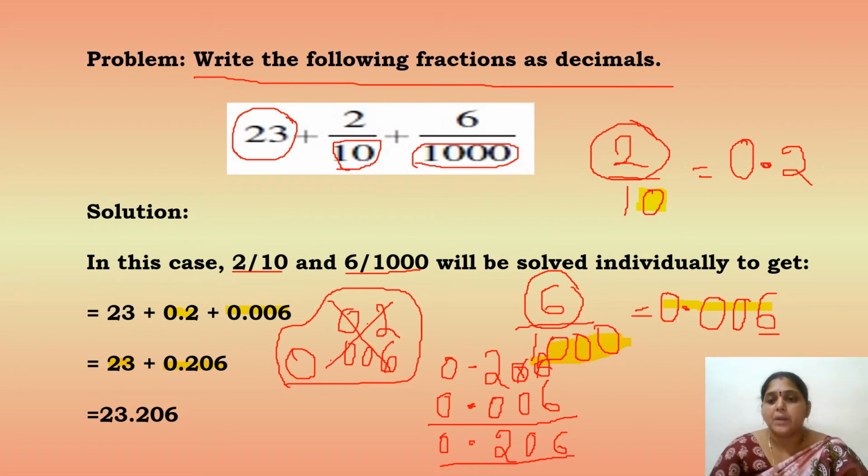Now this 23 plus 0.206 we have to add. When you are adding both the numbers, what will be our final answer? Our final answer is 23.206. Don't read it as 206. You have to read it as 23 point 2 0 6.